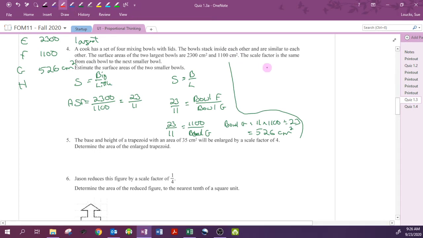I should. So I'm going to do this again. The scale is going to be bowl G over bowl H now. Okay. So 23 over 11 equals 526 over bowl H. So H is going to be 11 times 526 divided by 23. So H comes out to 252 centimeters squared.